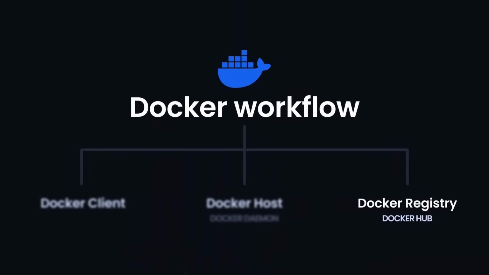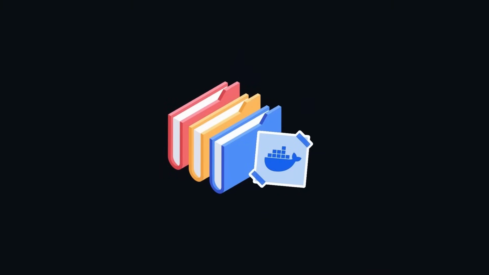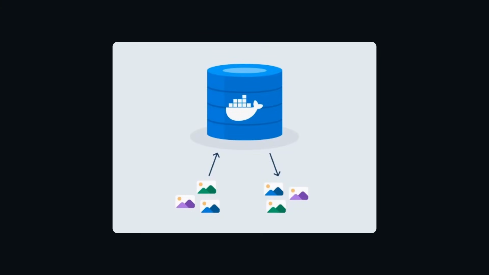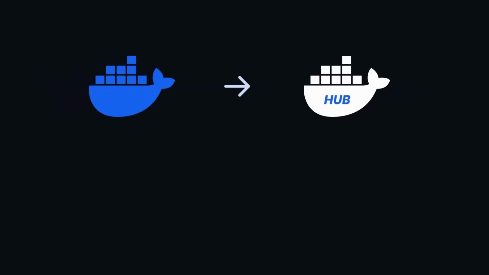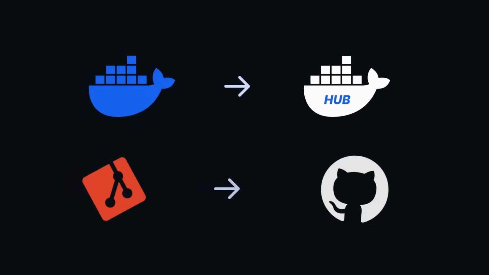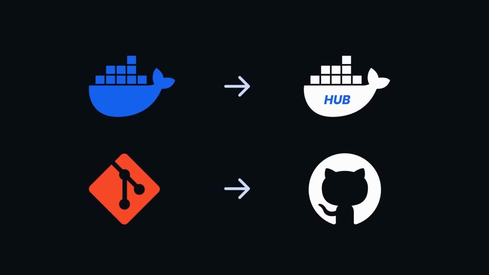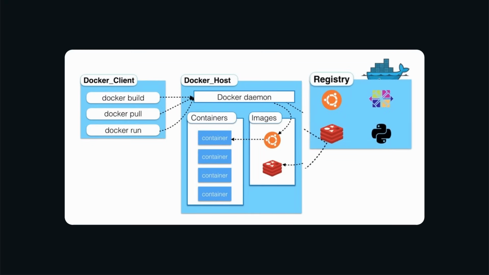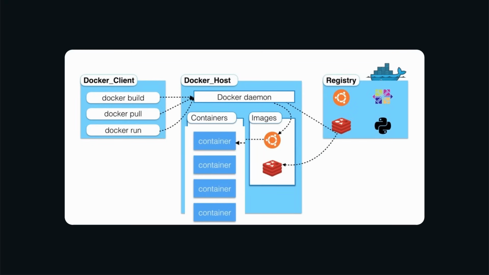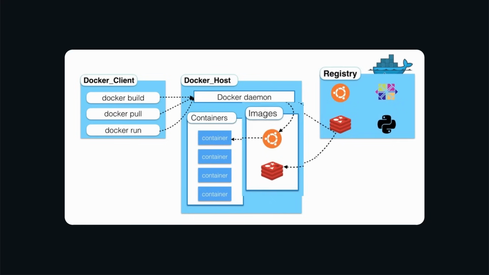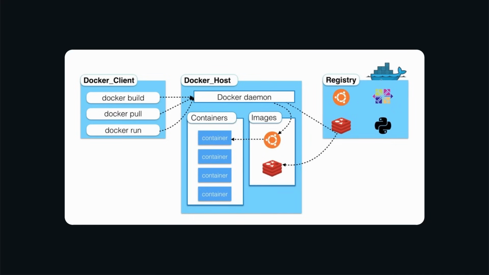Finally, the Docker registry, aka Docker Hub, is a centralized repository of Docker images. It hosts both public and private registries or packages. Docker is to Docker Hub what Git is to GitHub in a nutshell. Docker images are stored in these registries, and when you run a container, Docker may pull the required image from the registry if it's unavailable locally.